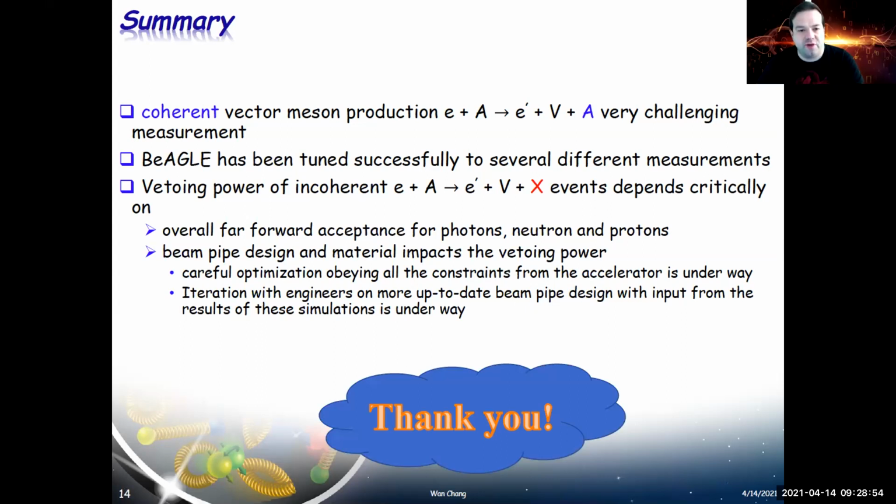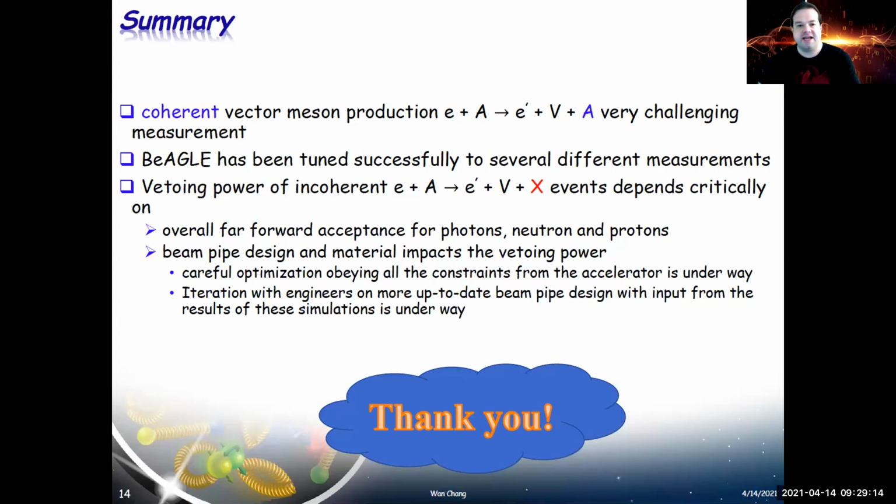Thank you very much for your study of coherent and incoherent vector meson production at the EIC and how this is all related with the beam pipe design and the forward detection. We have time for one question. Is there a question?